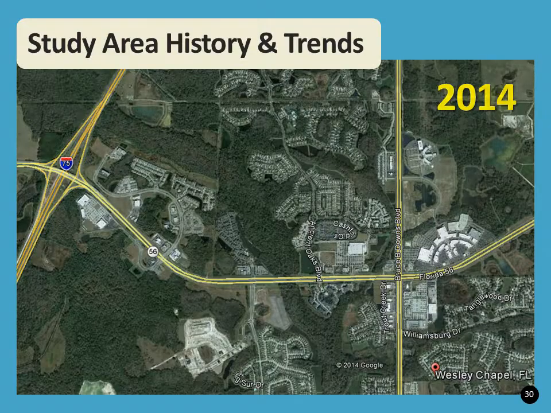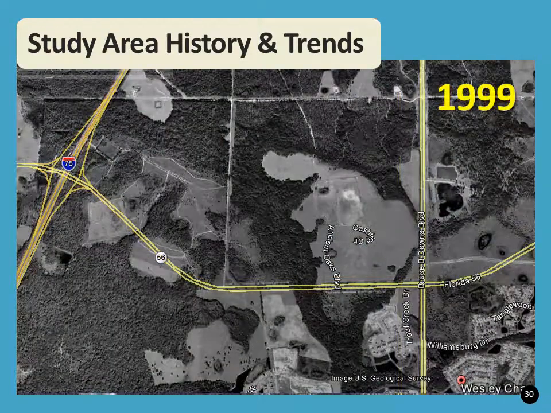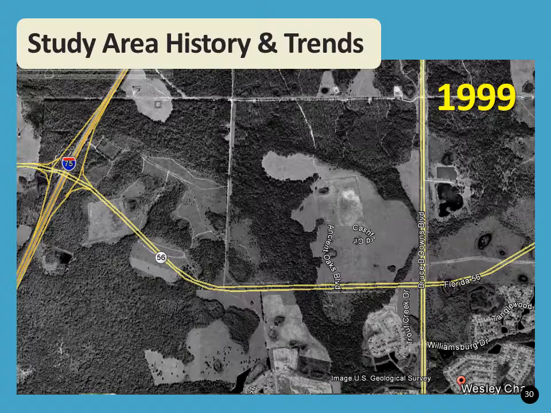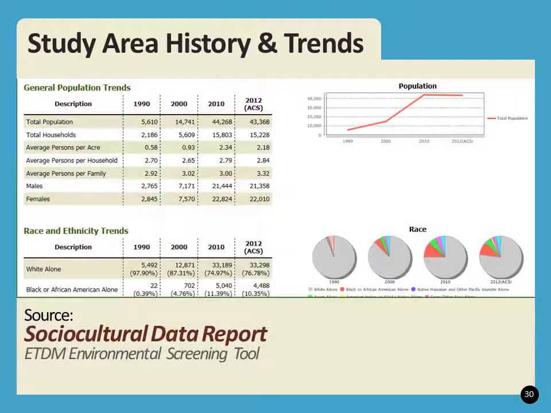Gather information on history and trends in the study area that pertain to the sociocultural issues. The Sociocultural Data Report provides demographic trend information for periods between 1990 and the latest issue of the American Community Survey. History and trend information is particularly important to identifying potential indirect and cumulative effects of the project.